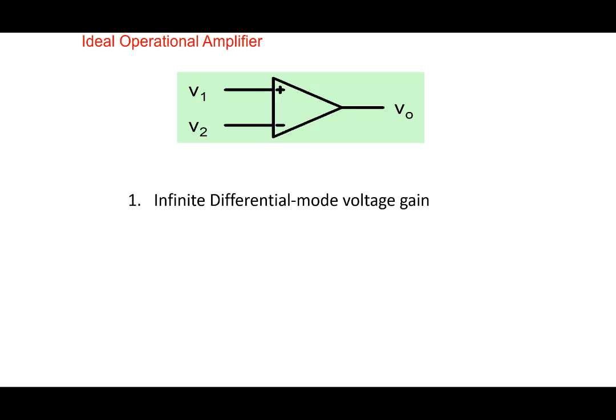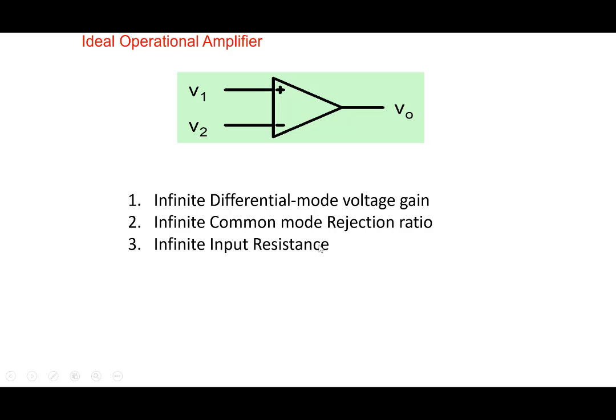So in this ideal operational amplifier, the differential mode gain we will take as infinite, very high. Common mode rejection ratio also infinite, which means common mode gain is 0. Infinite input resistance, which means that no current would flow into the op-amp, because the resistance is infinite. 0 output resistance. And all other properties are also in an ideal sense here.